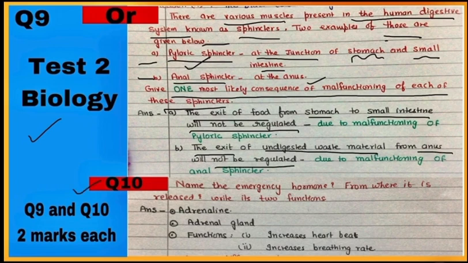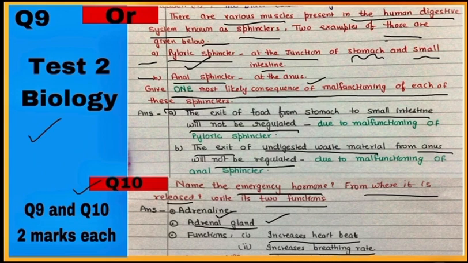Question number 10. Name the emergency hormone, from where it is released, and write its two functions. The emergency hormone is adrenaline. It is secreted from the adrenal gland and its functions are: number 1, it increases heartbeat, and number 2, it increases the breathing rate.